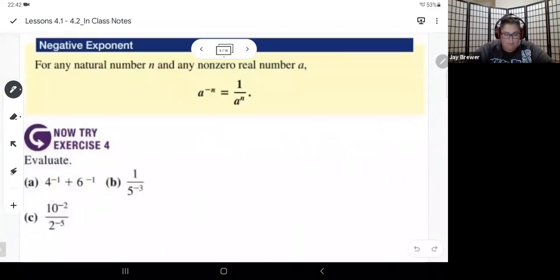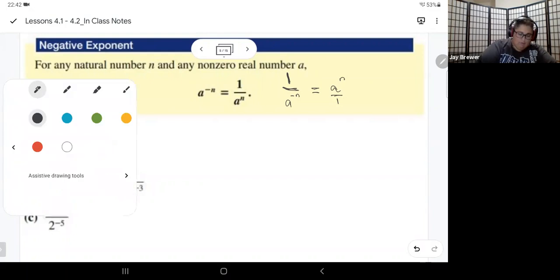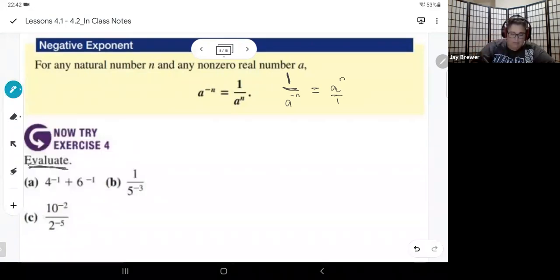Okay. So this is just saying it again, just a little bit differently, because what we also need to pay attention to is if we have a negative on the bottom, then we would fix it by bringing it to the top. And then it also says to evaluate. So even once we get it in the right form, we then have to answer it. So let's look at A here.